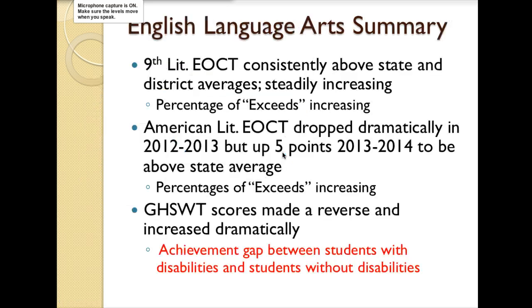So our English Language Arts Summary, our 9th Lit EOCT scores consistently above state averages. Those are increasing. American Lit had kind of a strange year in 2012-2013, but we've gone back up. And then our writing test scores have made a reverse, and they've increased dramatically, though we do still have this achievement gap between our students with disabilities and without disabilities.